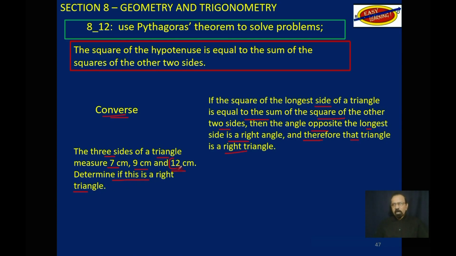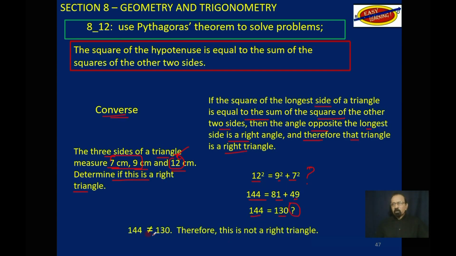Well, this is the longest side. So we need to see if the square of that longest side is equal to the sum of the squares of those other two sides. If that is so, then we have a right triangle. If not, it is not a right triangle. So 12 squared is equal to 9 squared plus 7 squared. We have to find out if that is true. So this side is 144, that is 81 plus 49, and we get 144 is equal to 130. Well, not really. So since 144 is not equal to 130, this is not a right triangle.